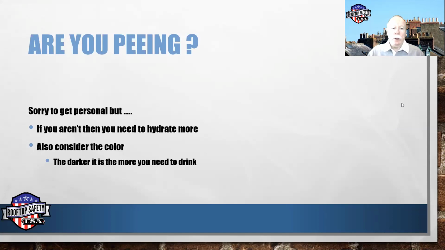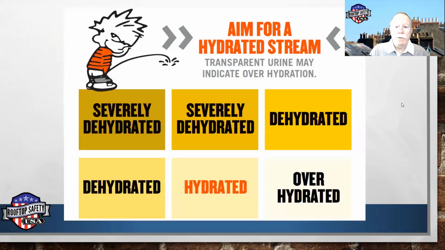And sorry to get personal here, but let's talk about your pee for a minute. If you aren't peeing, that's a big sign that you need to hydrate more. And also consider the color. The darker that your pee is, the more you need to drink. So watch for that as a sign.